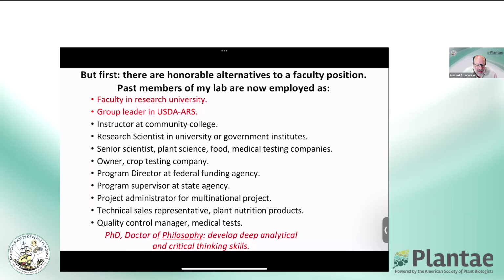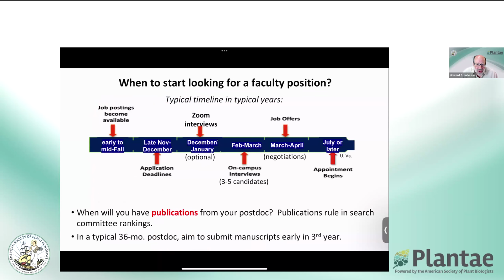And most of you who have PhD degrees, I like to remind people that this is a doctor of philosophy. So you're developing analytical and critical thinking skills that could be applied to many types of positions, not just faculty positions. Okay, next slide. Okay, so when do you start looking for a faculty position?